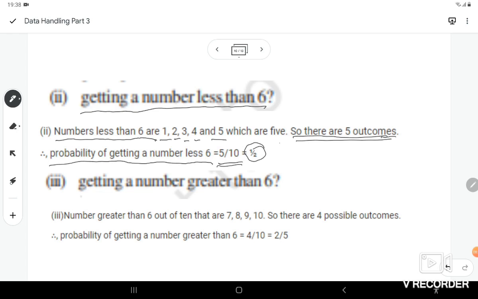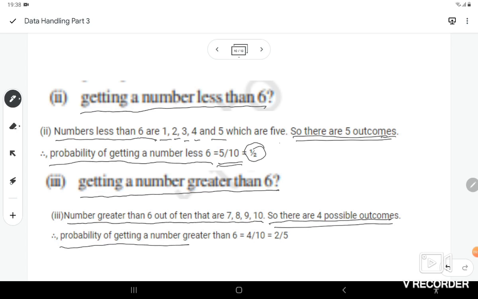So let's see probability of getting a number greater than 6. So numbers greater than 6 out of 10 are 7, 8, 9 and 10. So there are 4 possible outcomes. So probability of getting a number greater than 6 would be 4 by 10, that is 2 by 5.